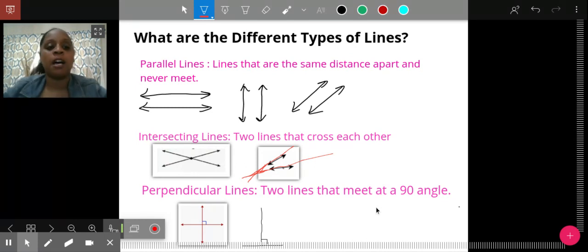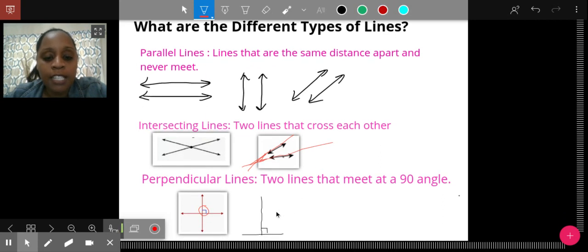So we talked about 90-degree angles. You learned about that in 4th grade. Angles that form are right angles. So if you look here on this particular perpendicular line, you'll see here that you'll have a right angle, which I'm going to circle here. You'll see that there's a right angle. So if you notice, it crosses each other and they meet at a 90-degree angle.